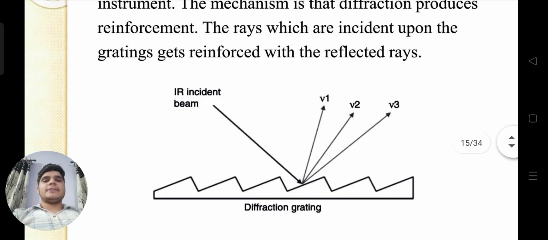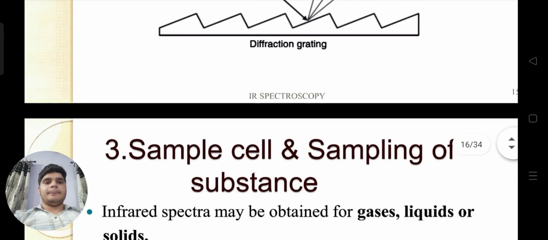As we said, in the diffraction grating, the IR beam is incident on the diffraction grating, and we will see the three waves ejecting out: V1, V2 and V3.